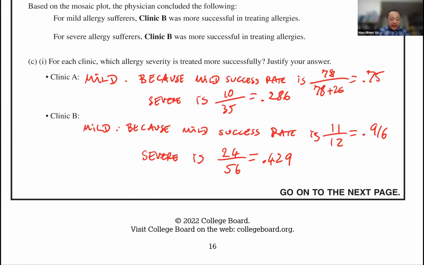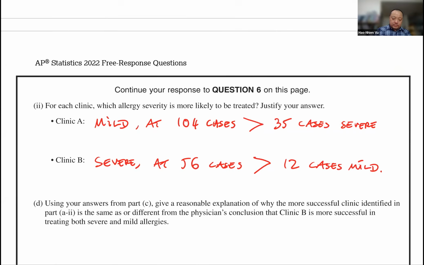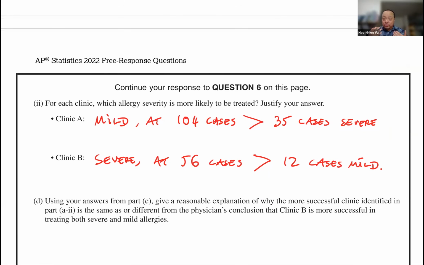Part C I says both clinics are really good at treating mild allergies. But Clinic A gets to treat the mild cases, which is what they're good at, whereas Clinic B ended up treating a lot of severe allergies, which they're not good at. Okay, there we go. That's the explanation.